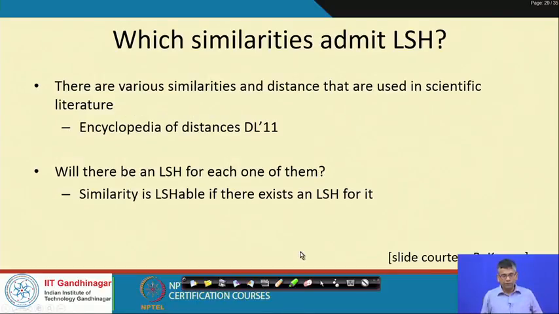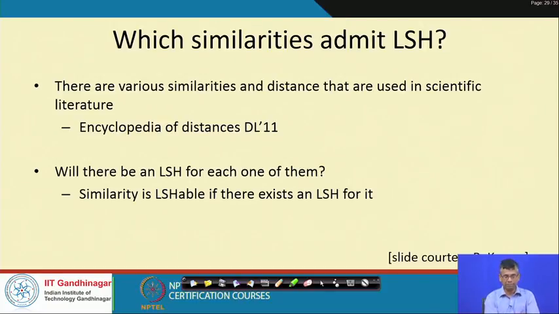So then comes the question: we have been pretty lucky, or maybe pretty choosy, in terms of talking about distance functions and similarity functions. There is an entire wide zoo of similarities and distances that are used in scientific literature. There is actually a book called Encyclopedia of Distances, or an Encyclopedia of Similarities also, for instance. So, will there be an LSH for each one of them? Does every similarity function that satisfies those simple properties have a corresponding LSH?